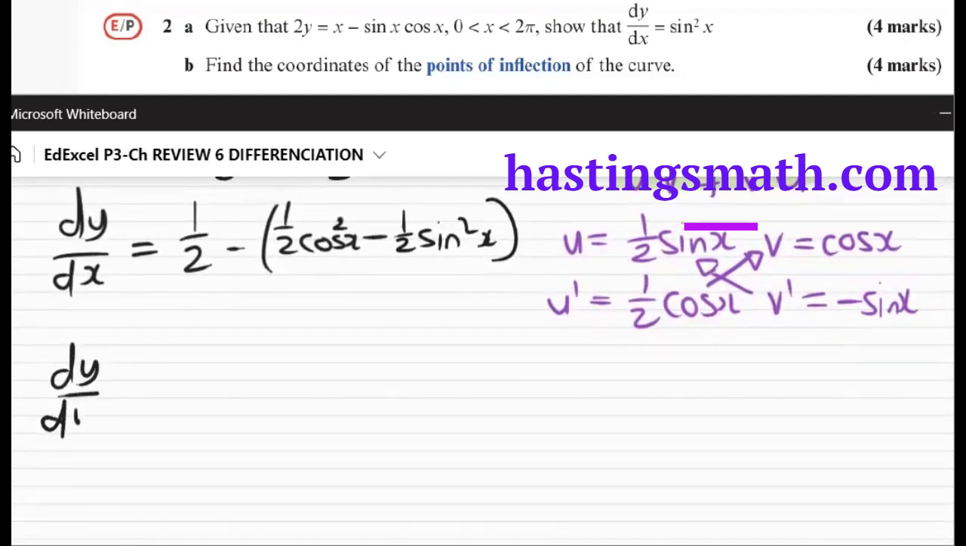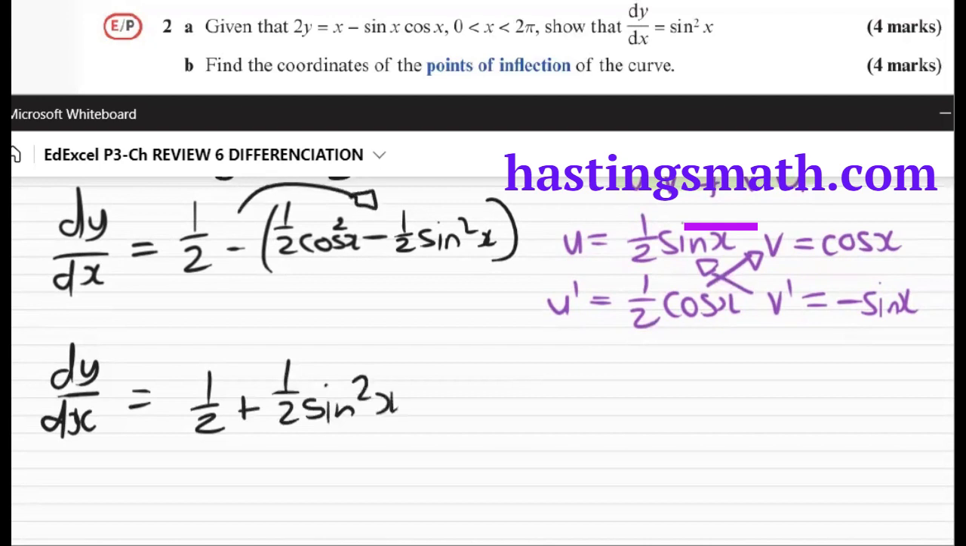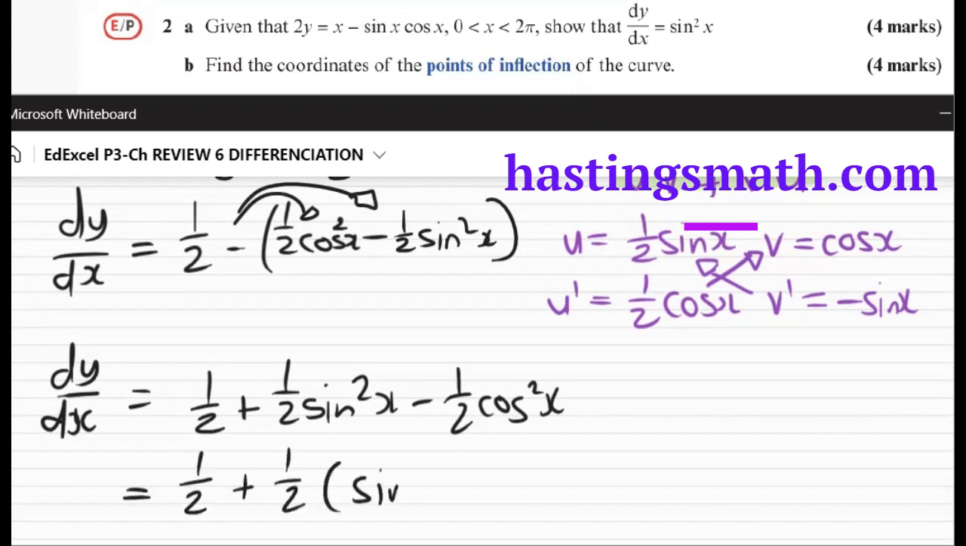dy dx, if we simplify this a little bit, it's going to be a half plus a half sine squared x. So it just went to the second one first, minus a half cos squared x. Okay. Now we take out a half as a common factor. So a half plus a half sine squared x.